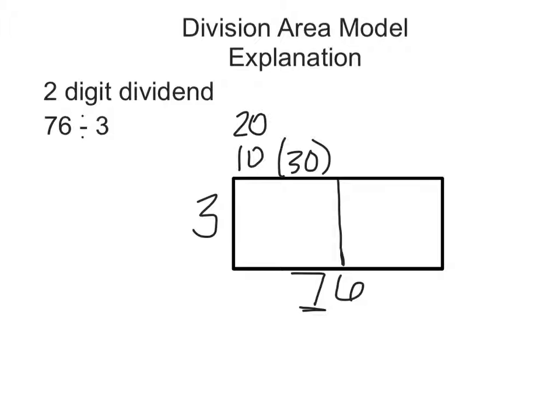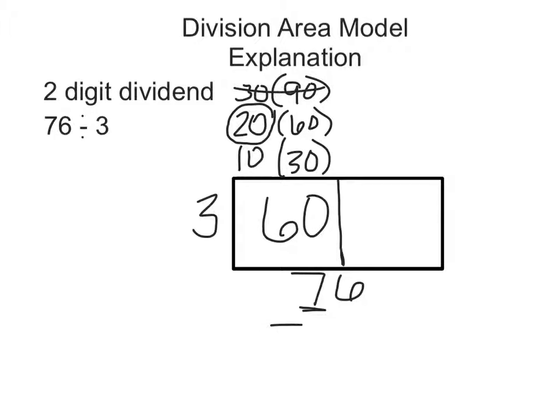Next is 20. 3 times 20 is 60. I have at least 60, so I keep going. Next is 30. 30 times 3 is 90. Oh, 90 is more than I have, so I cross that off and say that's too much. Then I go back 1 and I circle my partial quotient, which would be the 20. I take the 60 and put it inside the box, and I subtract it. And then 76 minus 60 is 16.